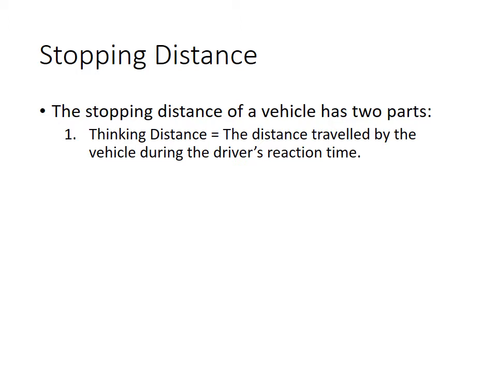The thinking distance is the distance that's travelled by a vehicle during the driver's reaction time. So if Finn was to walk out in front of the car, the car driver would see Finn, and then it would take him a fraction of a second to be able to apply the brakes. That fraction of a second, the distance travelled during that time, is what we term the reaction time.